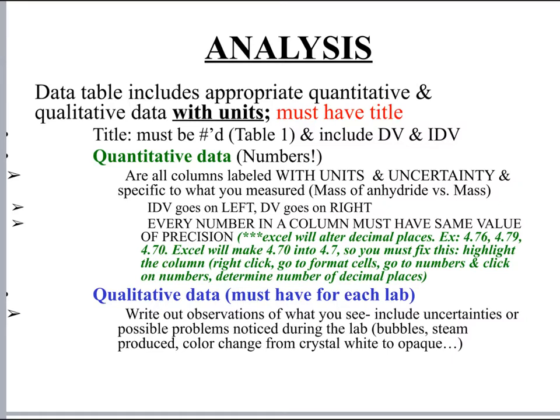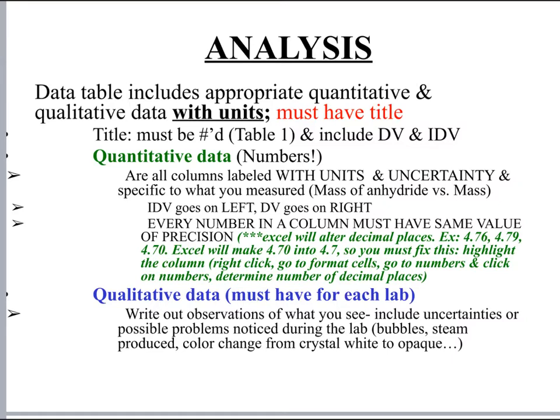Looking at the data table itself, the qualitative data does not necessarily have to be in a table, although of all the labs we do, this is probably the one where it makes the most sense to include it in the table. But you should have both quantitative and qualitative data for it to be sufficient. It should be labeled correctly. Actually, this probably isn't table 1 if they did a table for their controls, but whatever table number it should be labeled. You should be able to tell what the dependent and independent variable are.